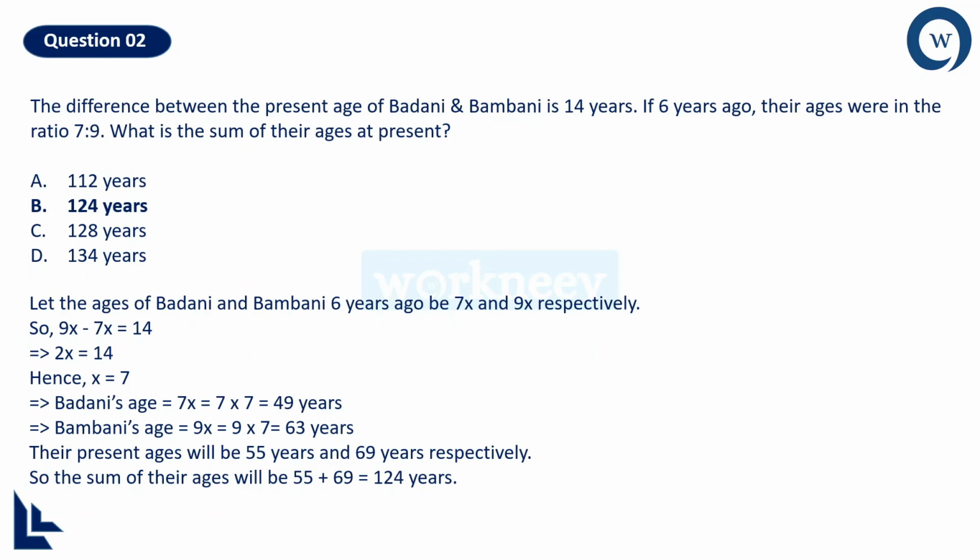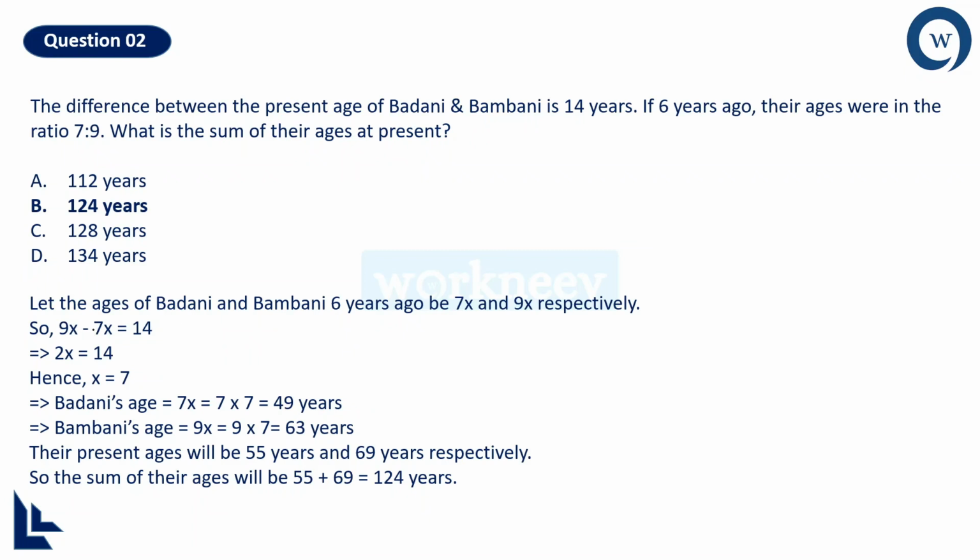Now let us read the first part of the question. The difference between the present ages of Badani and Bambani is 14 years. From this we need to understand one point. The difference between the ages of any two individuals will remain constant no matter how many years ago or how many years later. It will remain constant no matter what. So 6 years ago also, the difference between the ages of these two people would be 14 years itself, and that's the reason why I'll go 6 years ago and I'll take the difference between their ages.